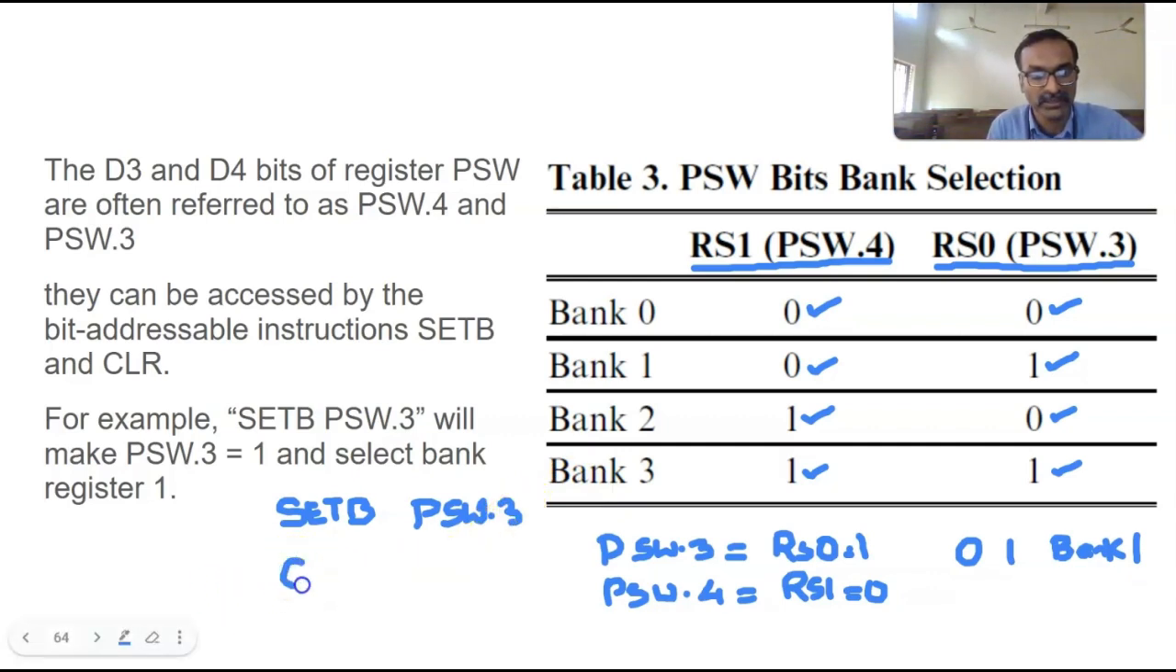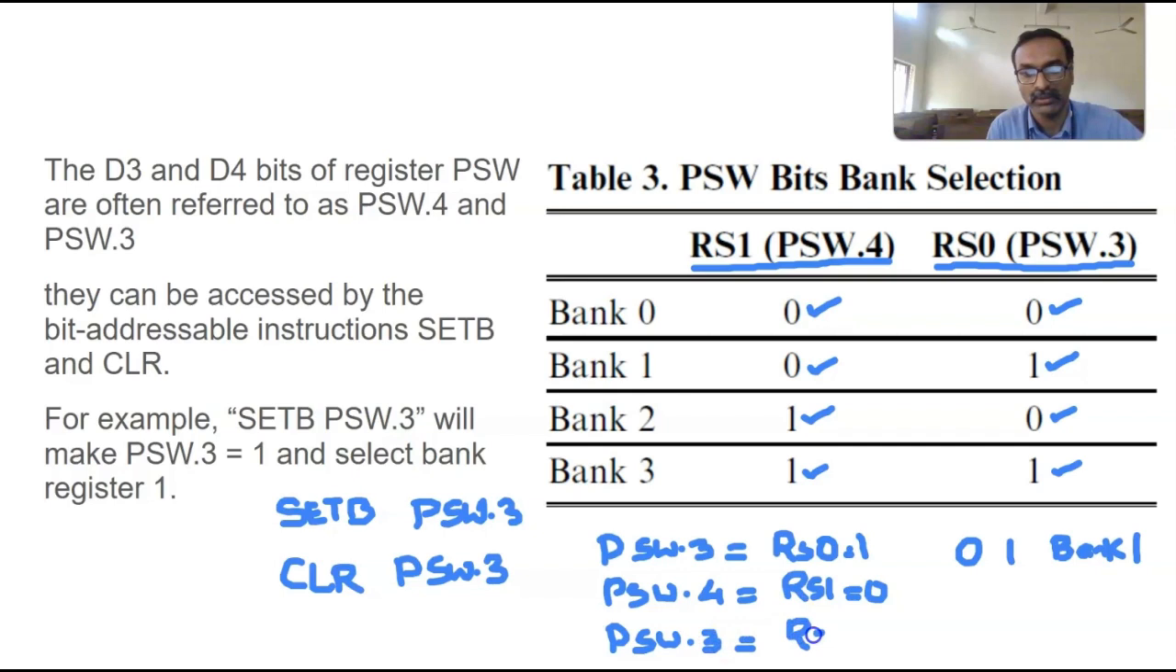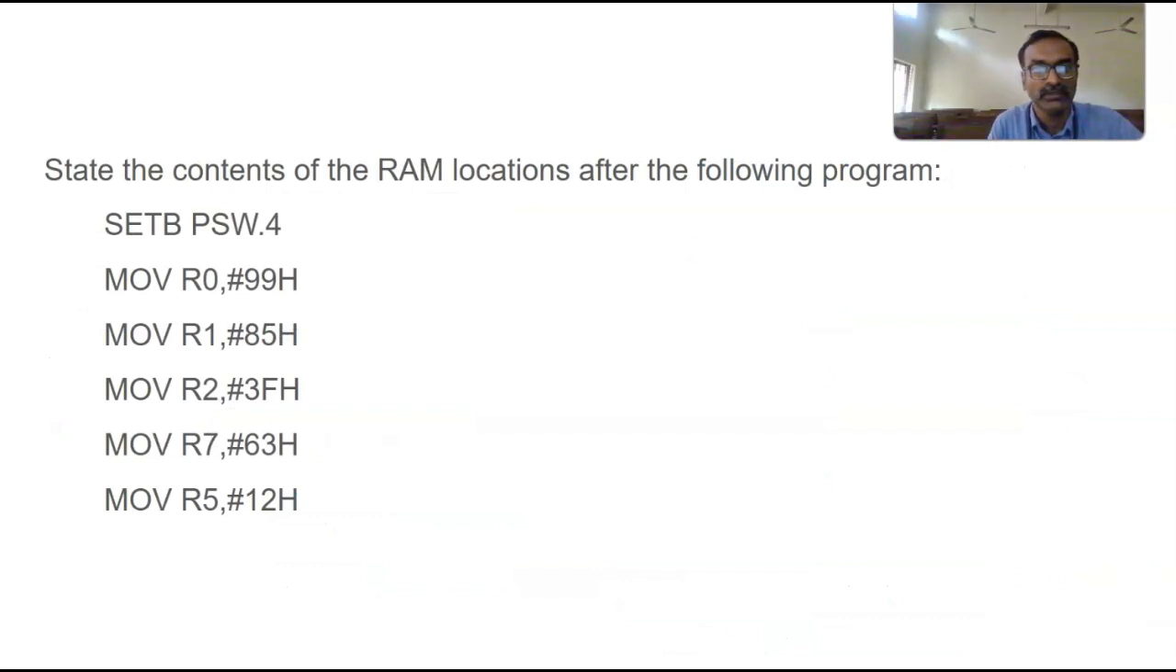So you can select each of the banks according to these different values. Similarly, you have the clear instruction also, CLR PSW.3. That means PSW.3, which is RS0, is equal to 0. So the combination will be 0, 0 and bank 0 will be selected. So you can select the different banks by changing the value of PSW.4 and PSW.3. So let us do one question. State the contents of the RAM location after the following program.